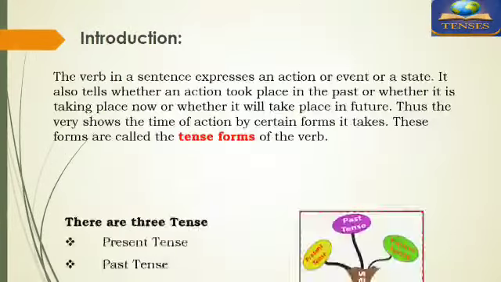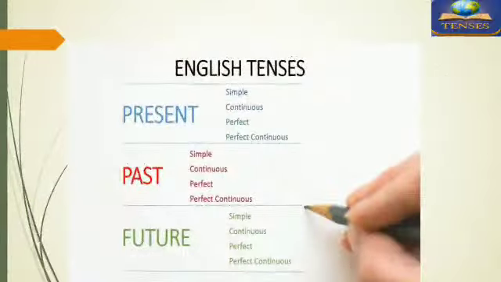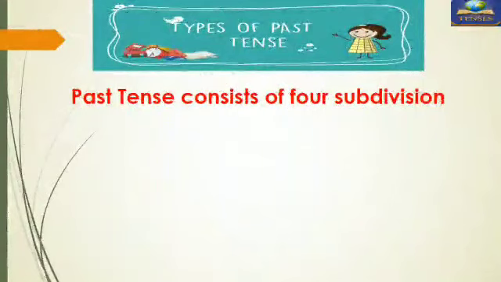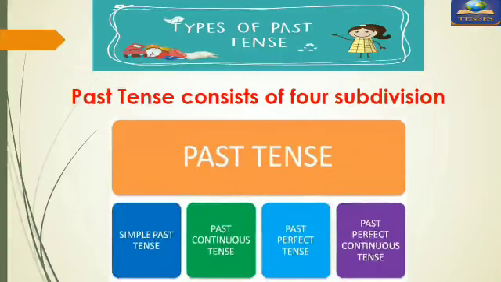So today I am going to explain past tense. Past tense consists of four subdivisions: simple past tense, past continuous tense, past perfect tense, past perfect continuous tense.